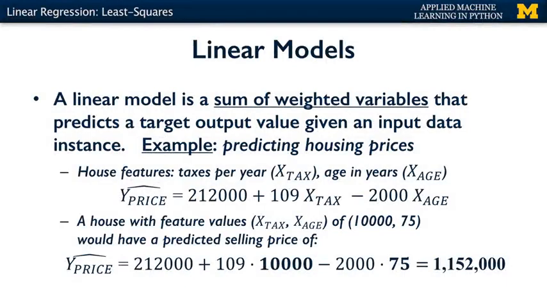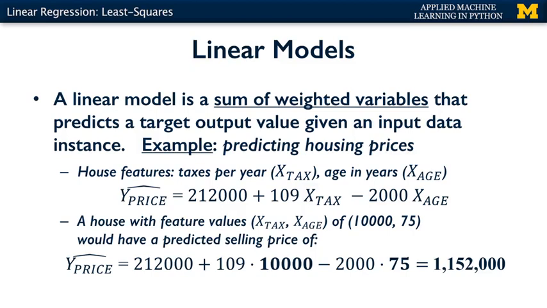One of the simplest kinds of supervised models are linear models. A linear model expresses the target output value in terms of a sum of weighted input variables. For example, our goal may be to predict the market value of a house, its expected sales price in the next month. Suppose we're given two input variables: how much tax the property is assessed each year by the local government, and the age of the house in years.